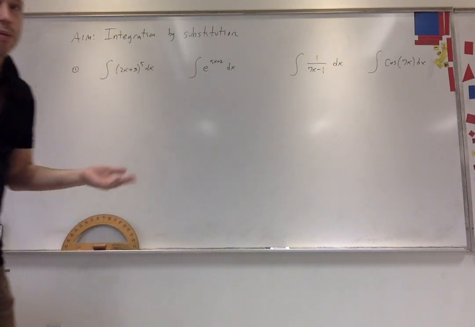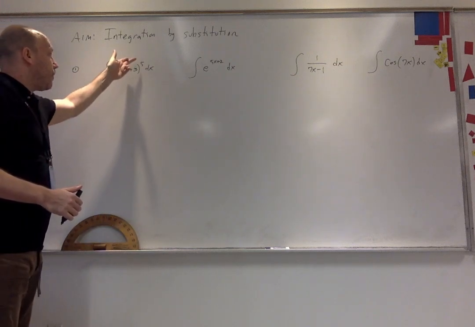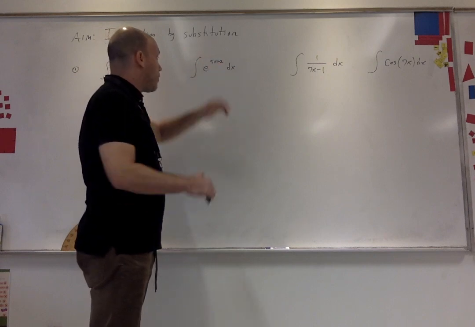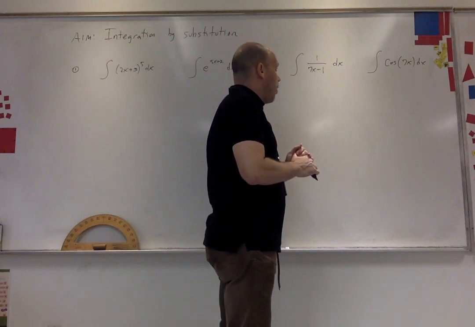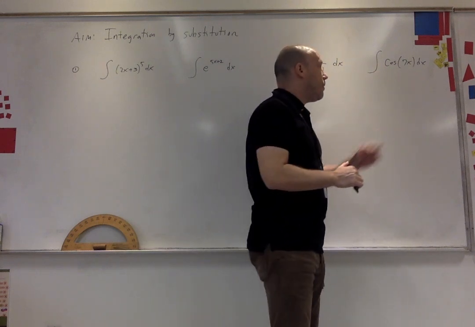So let's start with some examples I've written on the board. The integral of (2x + 3)^5 dx. The integral of e^(5x + 2) dx. The integral of 1 over (7x - 1) dx. And the integral of cosine 7x dx.